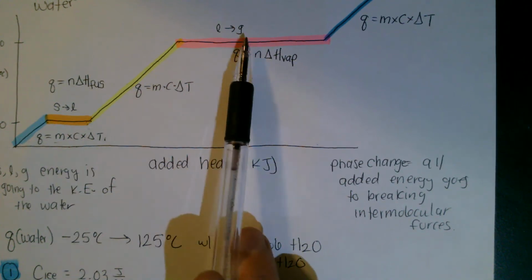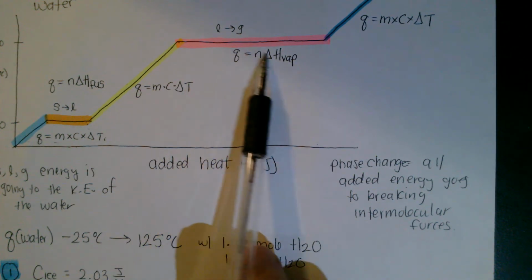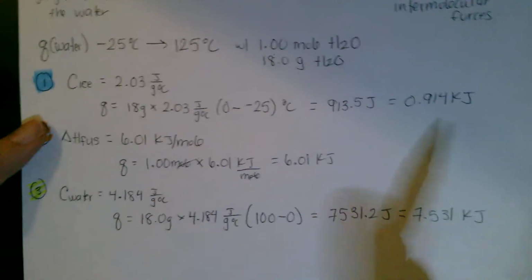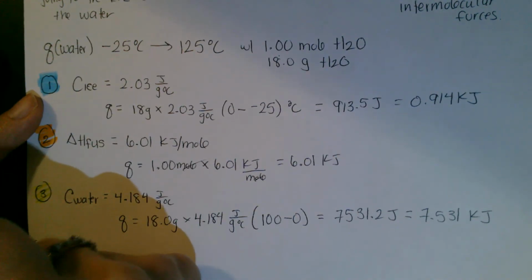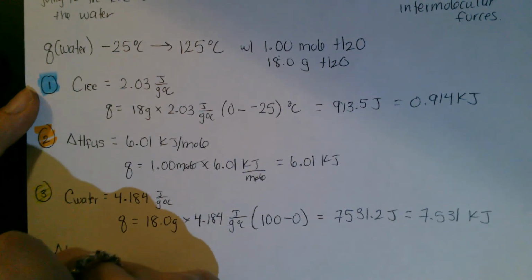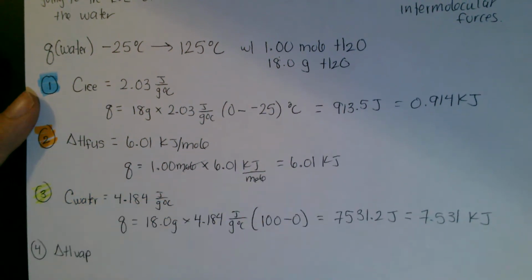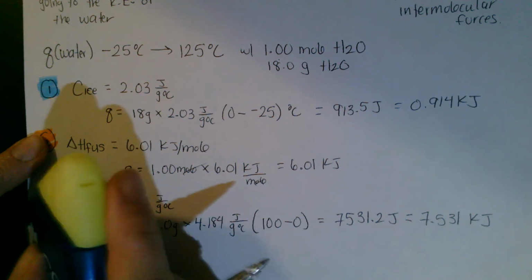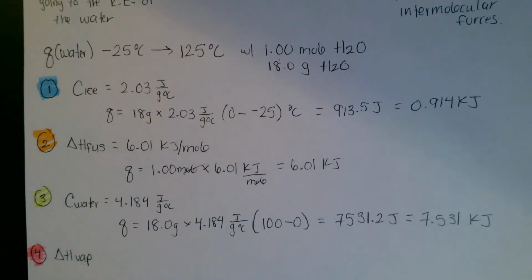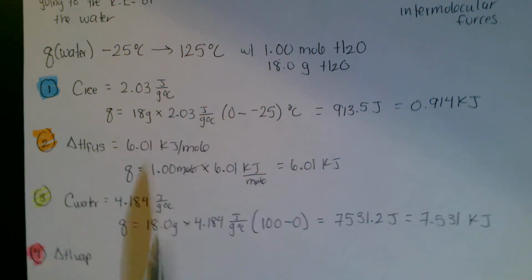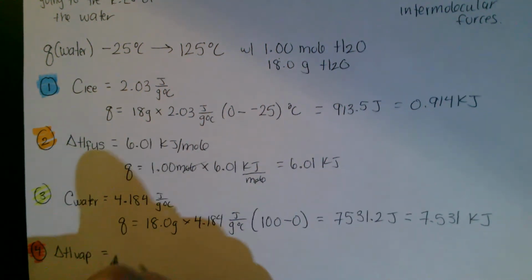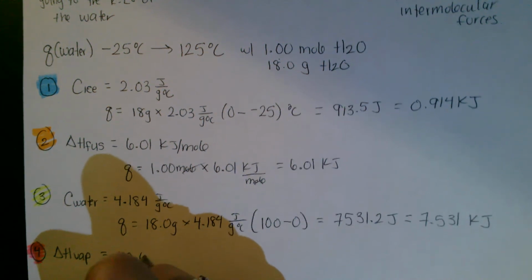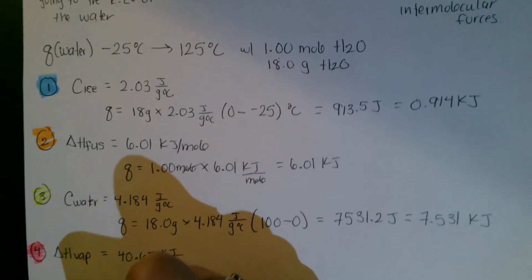Okay, so next we've gone 1, 2, 3. We're on the pink segment now, so we're looking at vaporization. Number 4 here, we need delta H of vaporization. They're color coded there. It's pink. So we go back and look at all of those segments. That one is pink. For water, the enthalpy of vaporization is 40.67 kilojoules per mole.